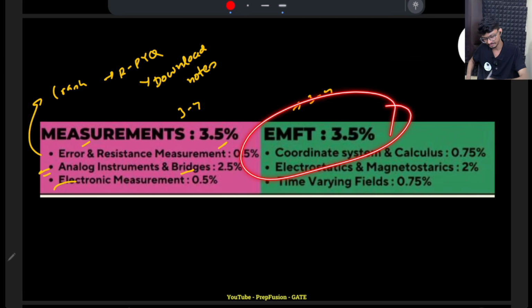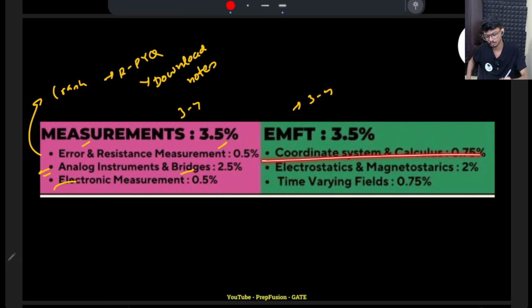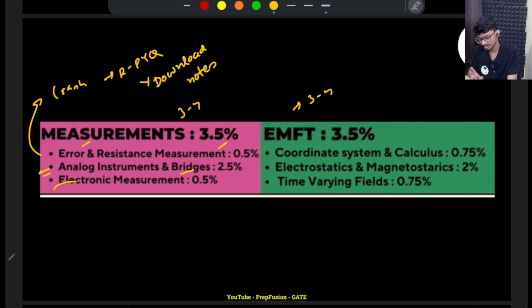Now coming back to EMFT. EMFT has this coordinate system and calculus. I'm expecting you have already covered this in a good manner in vector calculus in mathematics. If so, maybe you don't need to cover it again, but sometimes questions from vector calculus are also asked in the EMFT domain. But the most important topics are electrostatics and magnetostatics.